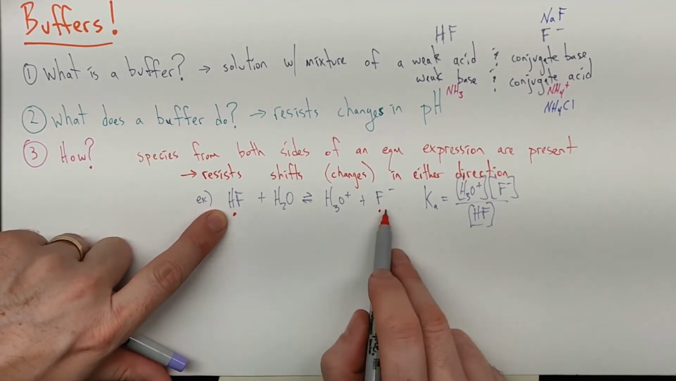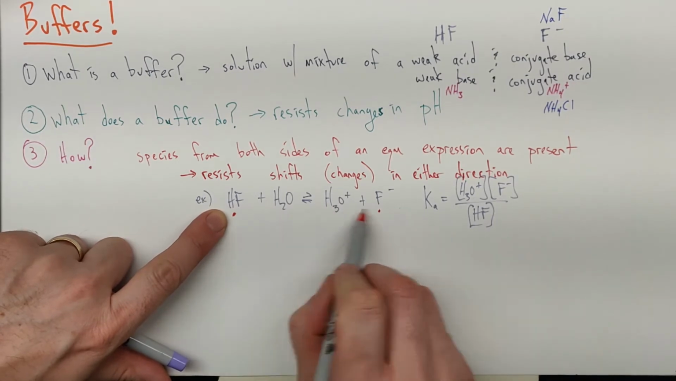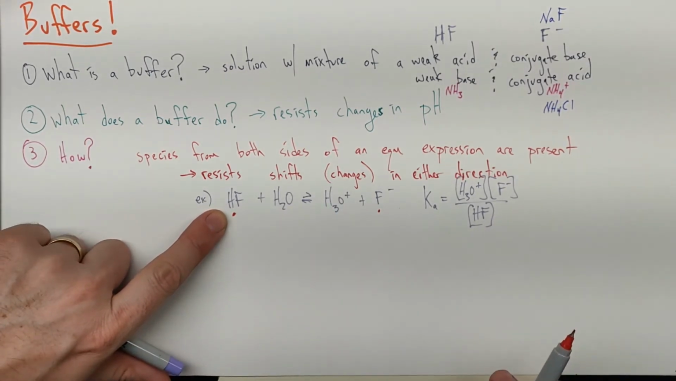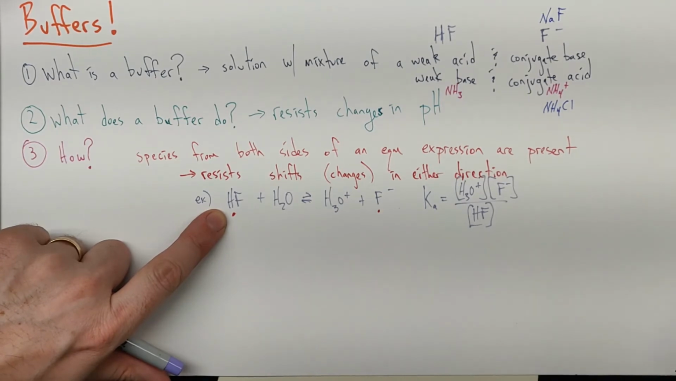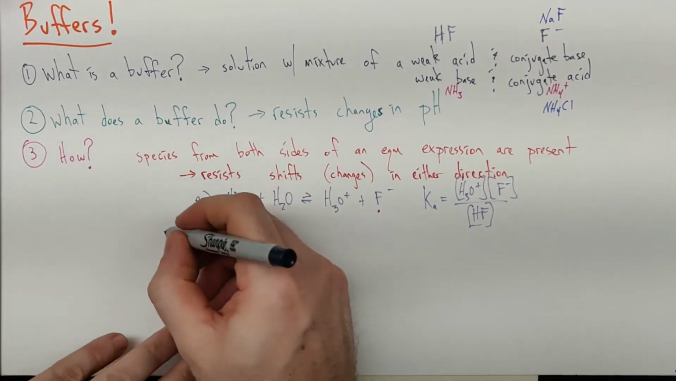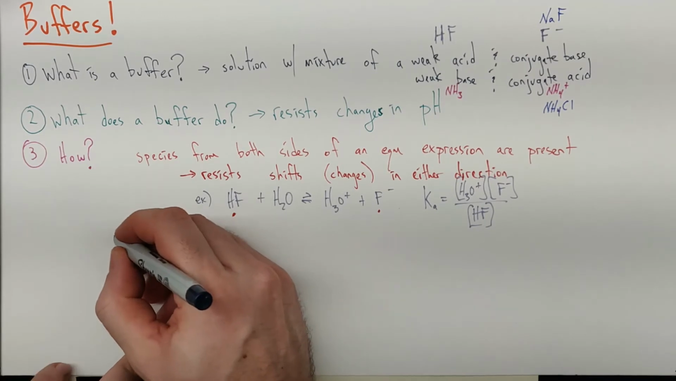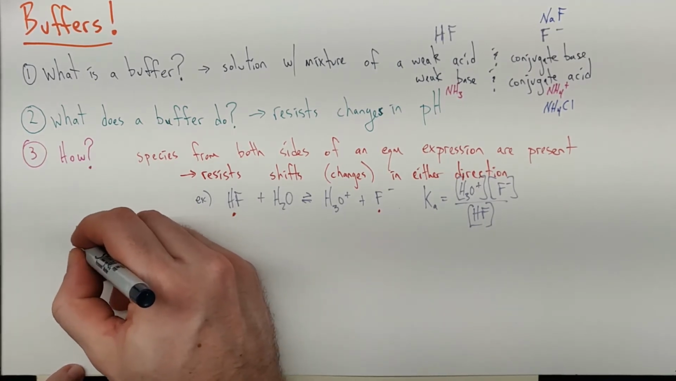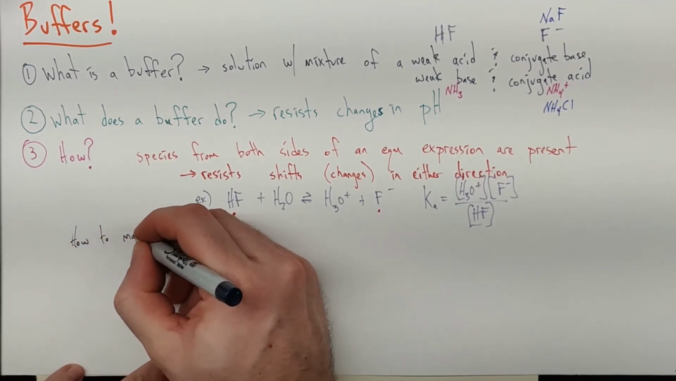So when you have something on each side, that makes it more difficult to go in either direction. There's resistance to going in those directions. So how can we make a buffer, at least qualitatively? Well, I guess we should say how to make.